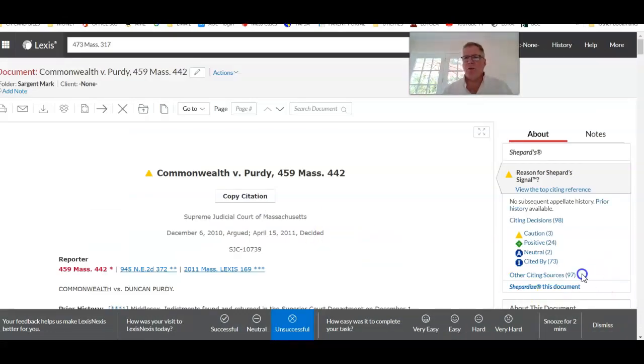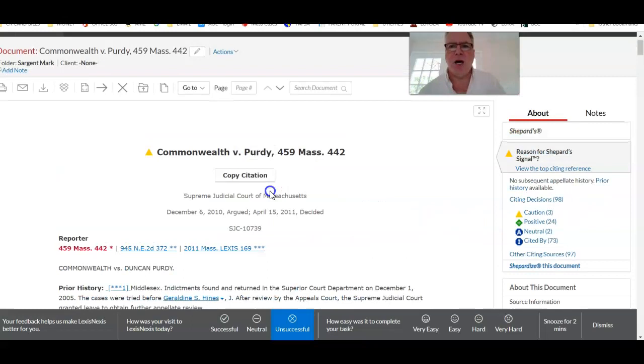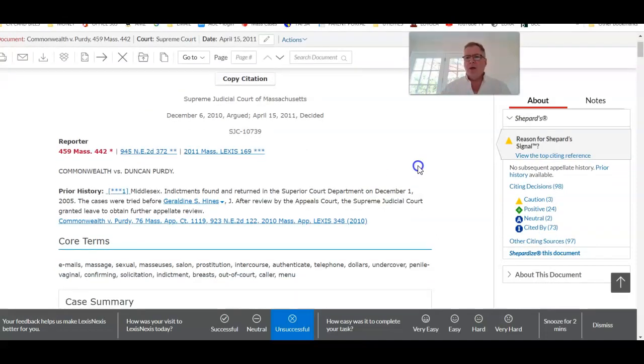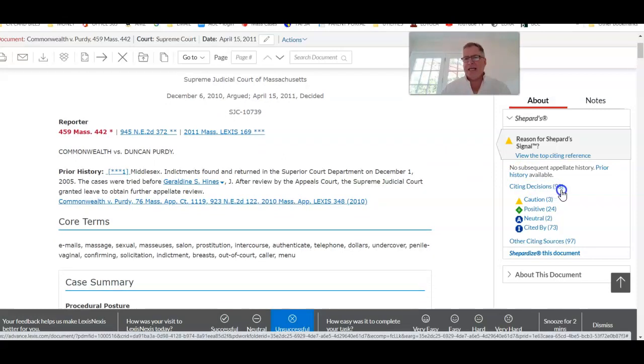Shepardizing. Okay, so here's the right-hand box that you get when you're going to Shepardize a case. You've probably seen this before. Let's go through it. At the top here, this tells us first that there was no subsequent appellate history. What does that mean? It means that Purdy was not appealed to a higher court. It ended there. So we know that it was not reversed or otherwise made bad law. We go down to here, and it says that there are 98 citing decisions.